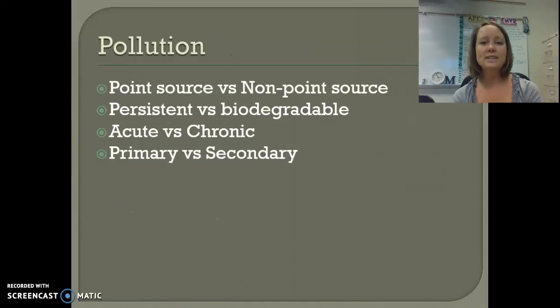All right, when we classify pollutants, there are 4 different ways they can be classified, and we'll look at the differences with each of these. They can be point source or non-point source, persistent or biodegradable, acute or chronic, and primary or secondary.